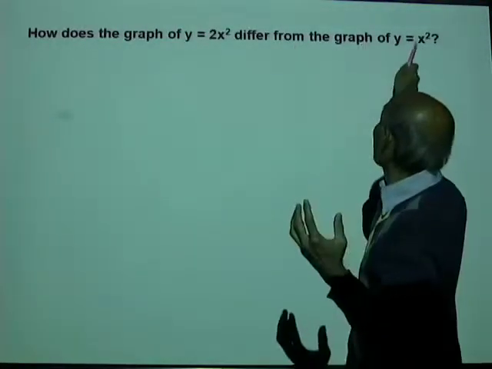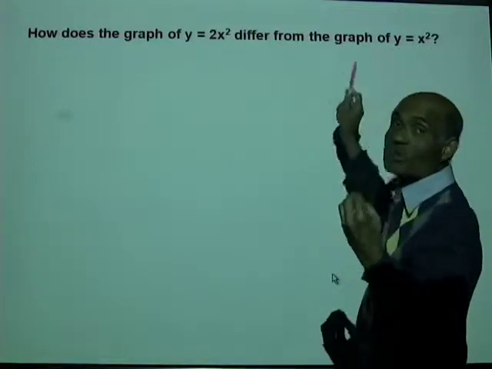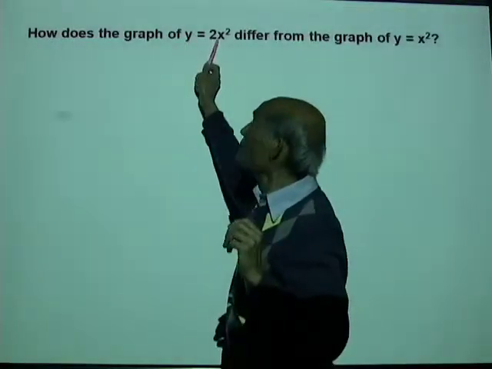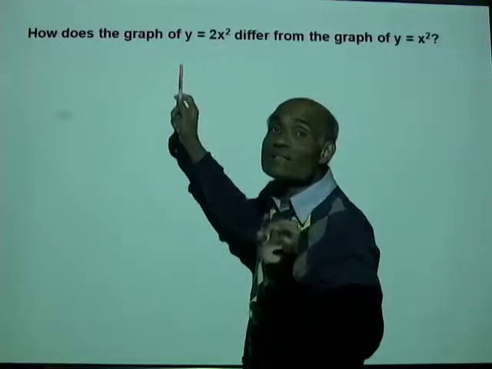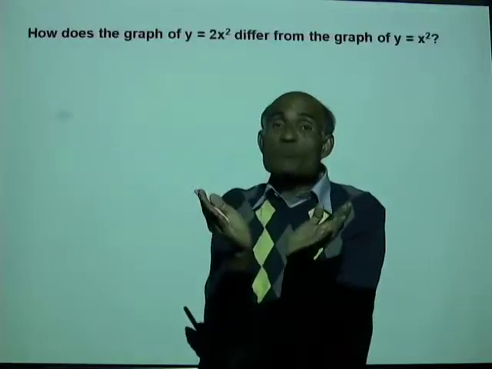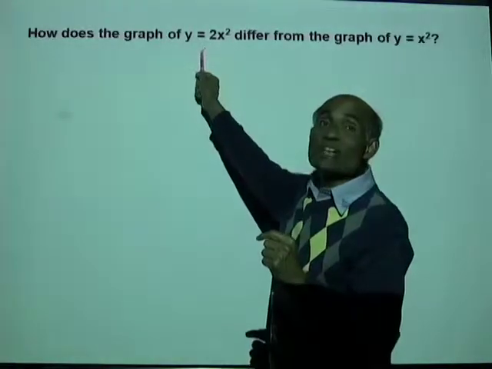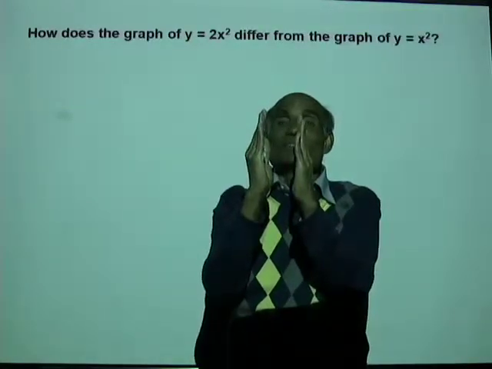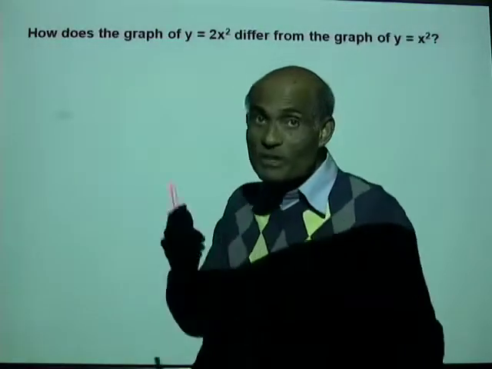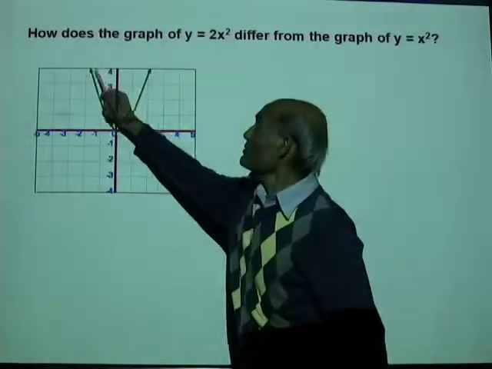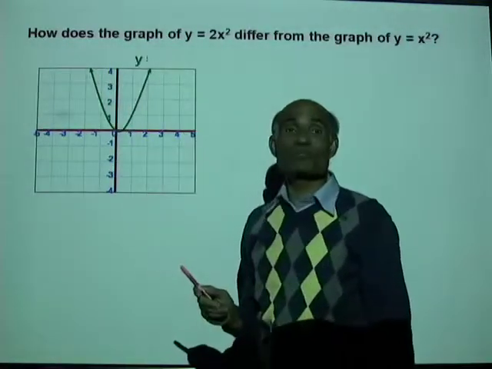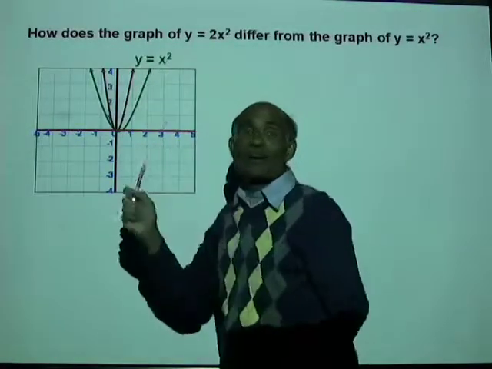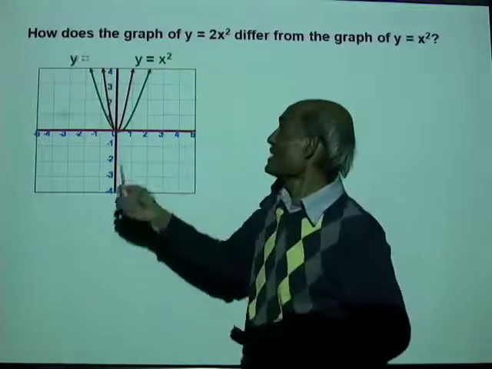For example, for x equal to 2, y equal to x squared will have an output of 4. For x equal to 2, the output here will be 8. Now for each input, the output will be greater here. That means the parabola will go narrow. Can you understand that? Well, think about it. So if this is the graph of y equal to x squared, then the graph of y equal to 2x squared will be narrower. That is the red graph.